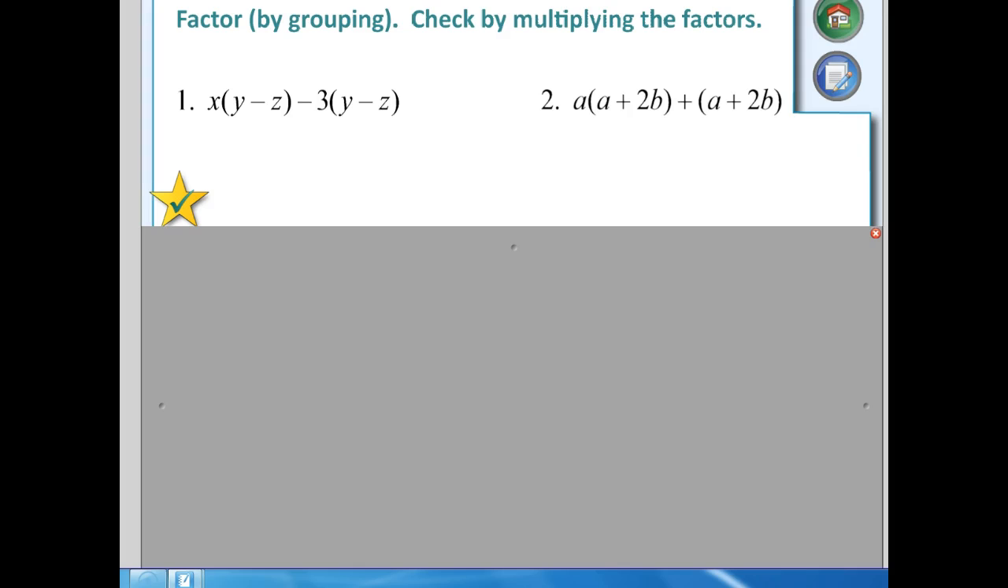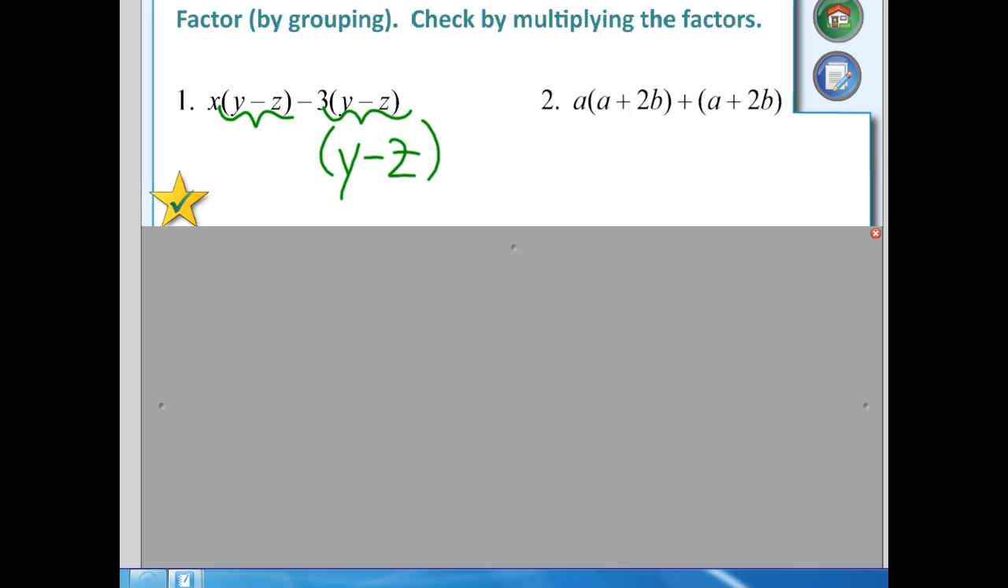So let's look over here and see how this is going to play out for us. If we're going to factor by grouping, and let's say they give me something like number 1, well, does that look a lot like the distributive property? And we know that the distributive property and factoring are inverses of each other. And so basically what we need to do here is realize, hey, these are common factors. We've got y minus z and y minus z.